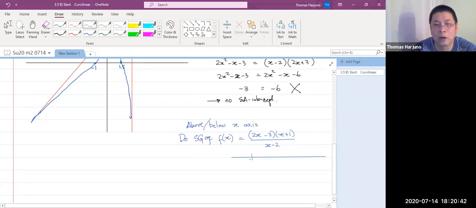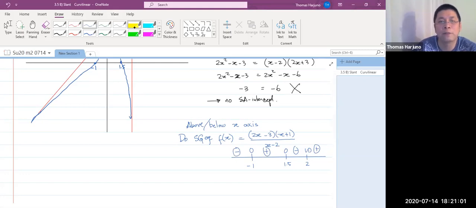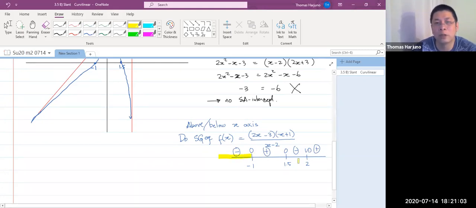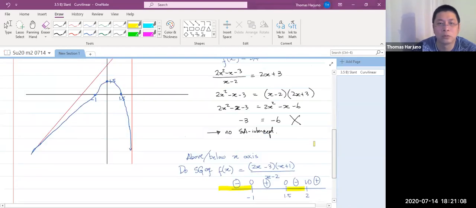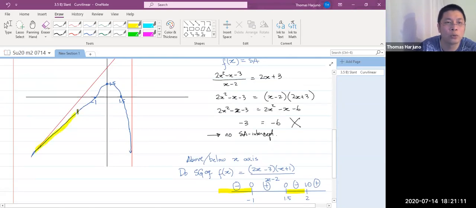The critical numbers are negative 1, 1.5, and then 2. This is undefined here. Zeros are here. Will be plus, minus, plus, minus. You see that to the left of negative 1, it will be below the x-axis, also between 1.5 and 2.